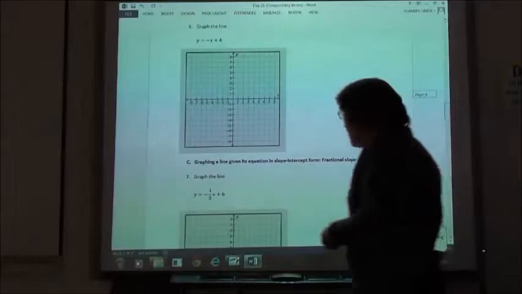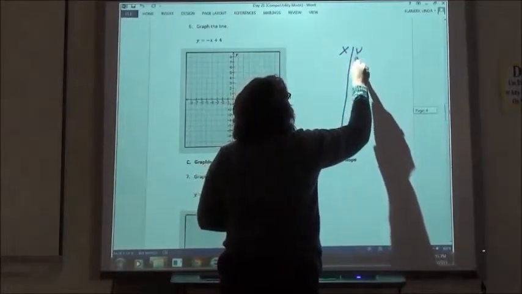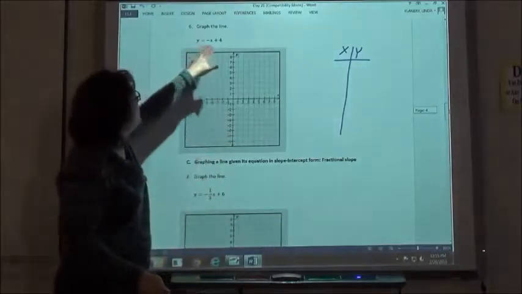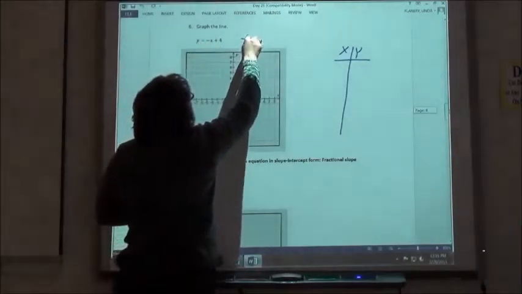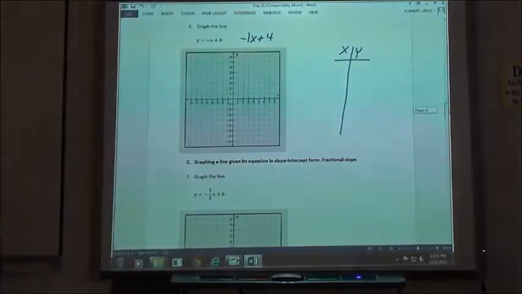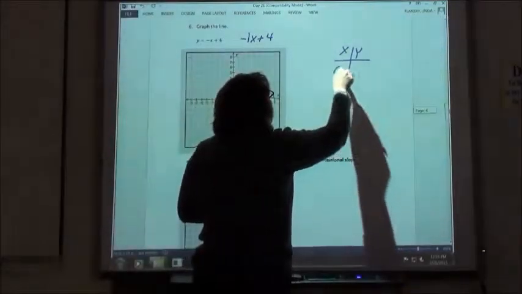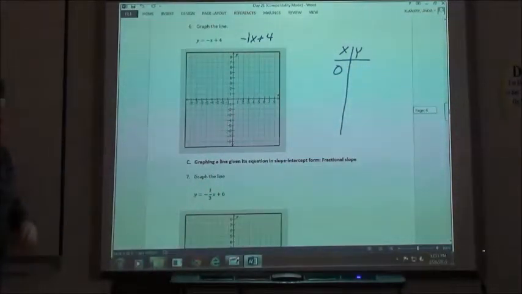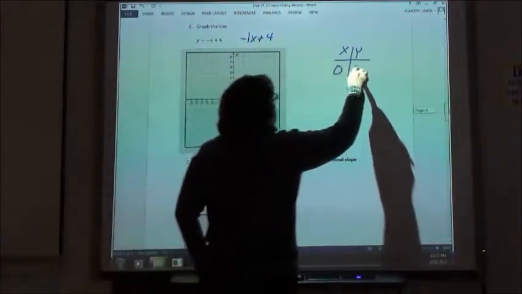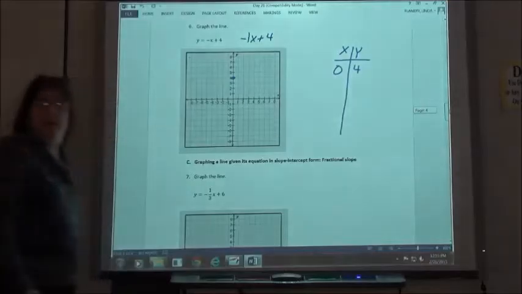So there's another one with that negative x. Again, if you have trouble with that negative x, write it as negative 1x plus 4. Means the same thing. Finding our y-intercept, I'm going to put 0 in for x. What is my y-intercept going to be? Positive 4. So I know it's going to touch the y-axis right on 4. 0 over, up 4.